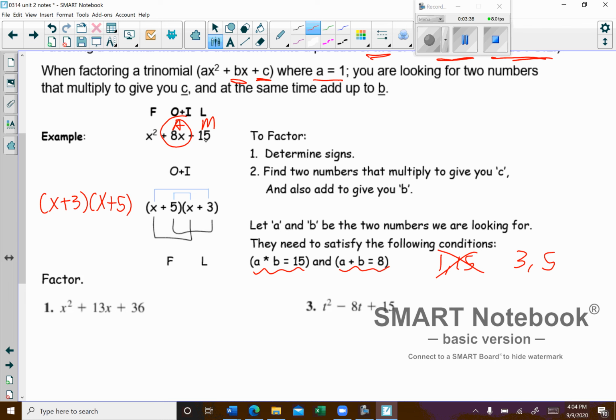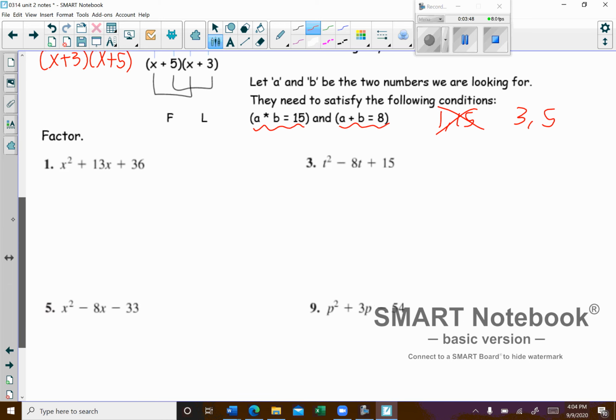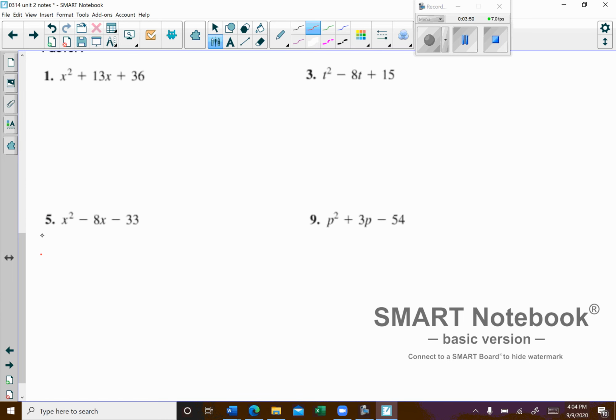Okay, so I've got about 8 examples for us to do, but you're going to need a lot more than just 8. It's going to take practice on your own, but let's go ahead and tackle a couple of these. Looking at this first one right here, I like to do the A and M.